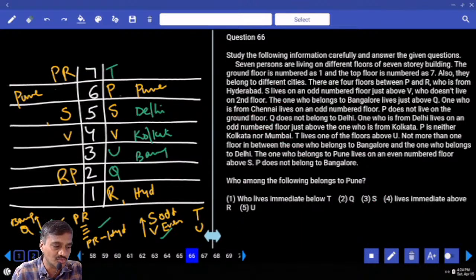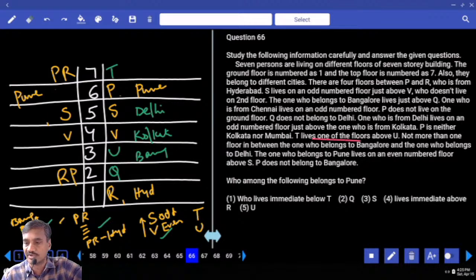Now we are left with the two more cities. What are the two cities left over here? T and Mumbai. Now, T and Mumbai, is there any information related to T and Mumbai here? T and Mumbai, Chennai. Now between Mumbai and Chennai, any information about this one?